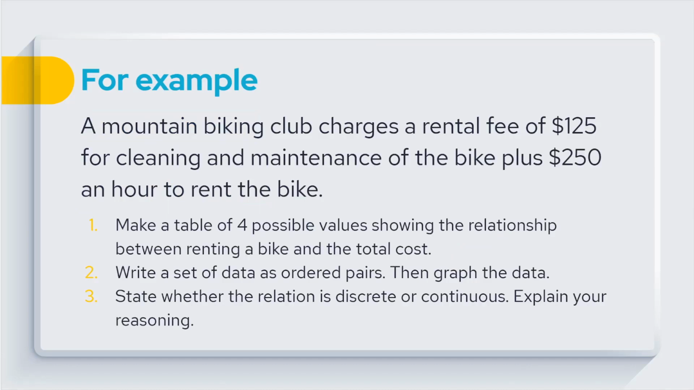Let's take a look at an example. A mountain bike club charges a rental fee of $125 to rent the bike out. For that amount, what you get is cleaning and maintenance of the bike when you return it. Plus, you have to spend $250 an hour to actually rent the bike. So it's $125 to rent, and then $250 per hour.